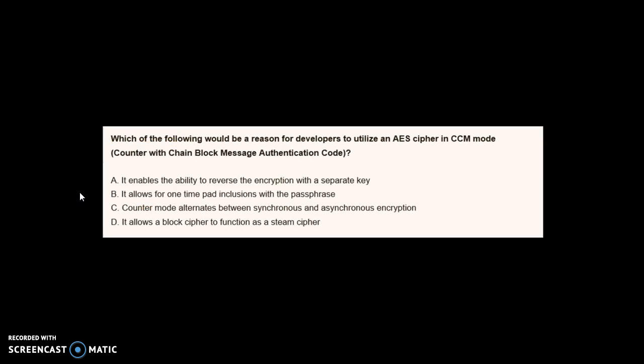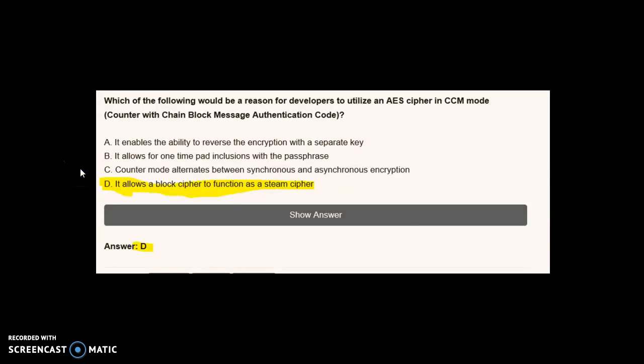Which of the following would be a reason for developers to utilize an AES cipher in CCM mode? The answer is D. It allows a block cipher to function as a stream cipher.